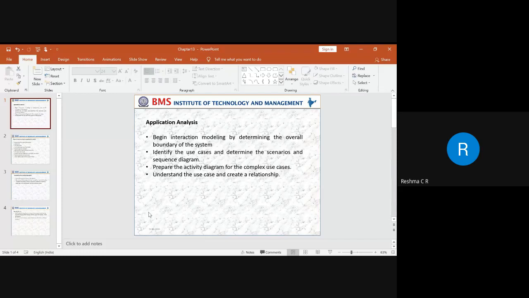The next thing is we need to prepare the activity diagram for the complex use cases. We cannot say that all the systems we are dealing with are exactly simple. There can be some systems which are more complex, and determining the use cases for those systems may be very complex. In such cases, we need to prepare an activity diagram for those complex systems.